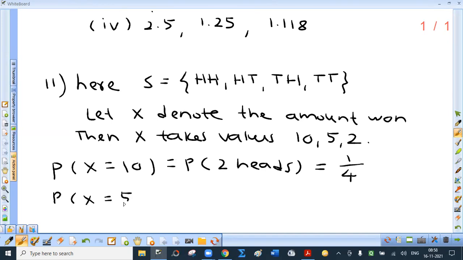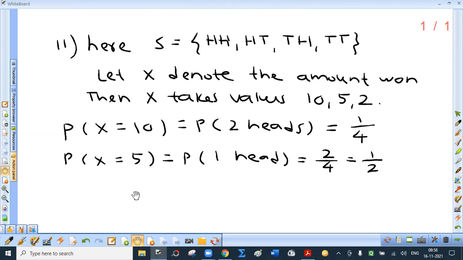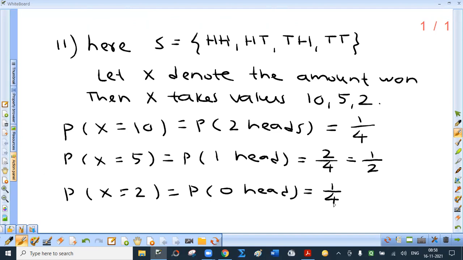P of X equal to 5 is probability of one head. So two are in favor. Two sample points are in favor, HT and TH. And P of X equal to 2. Probability of not a single head, that is both tails, 1 out of 4 is in favor, so 1 by 4, right? Now construct the table to find mean and variance of x.